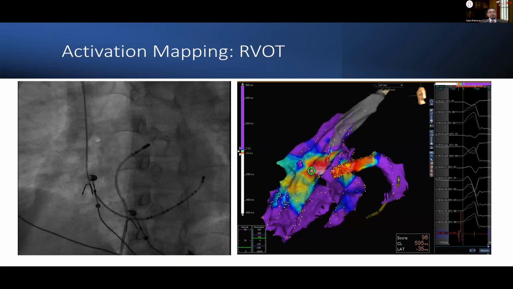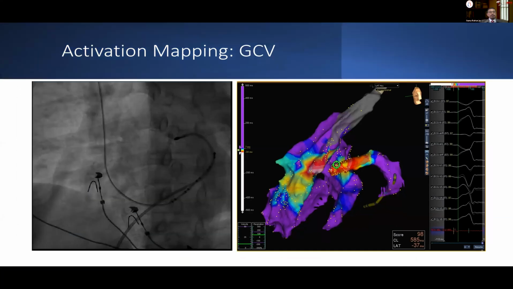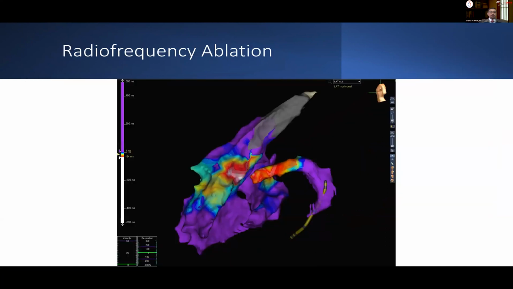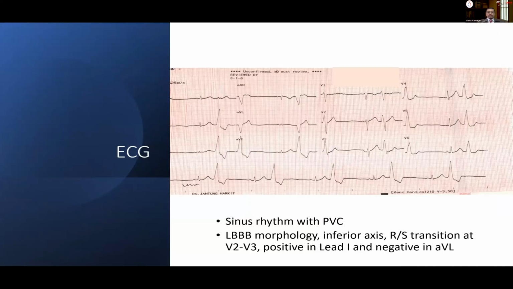And we use this mapping. This is in the RVOT, and then the GCV, and the left coronary cusp. Finally, we successfully ablated the PVC using those. But in our country, I don't know, in India, the reimbursement from health insurance is not sufficient to do 3D ablations. So we have to think how to manage the patient with LV summit PVC using the conventional approach.